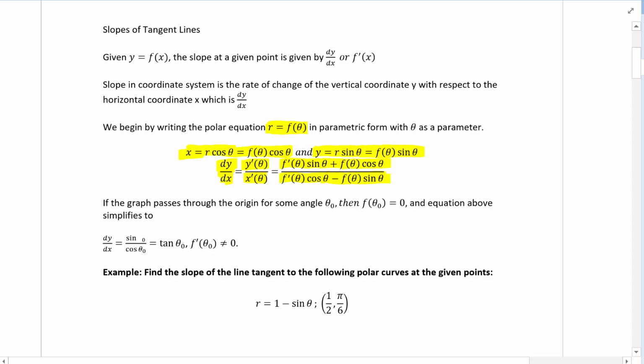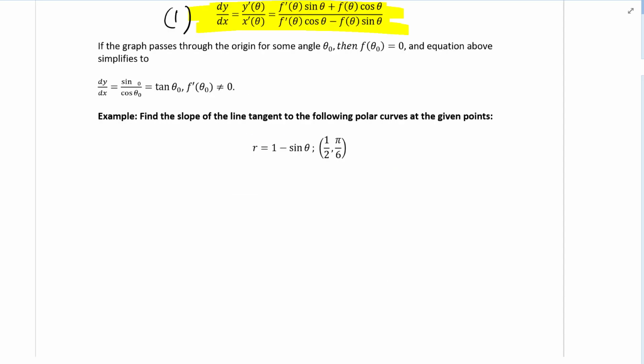Now, if it's given that the graph passes through the origin for some angle theta naught, then the equation above simplifies. So this equation, which we use to differentiate to find the slope, becomes sine of theta naught over cosine theta naught, which equals tangent of theta naught, where f prime of theta naught cannot be 0.